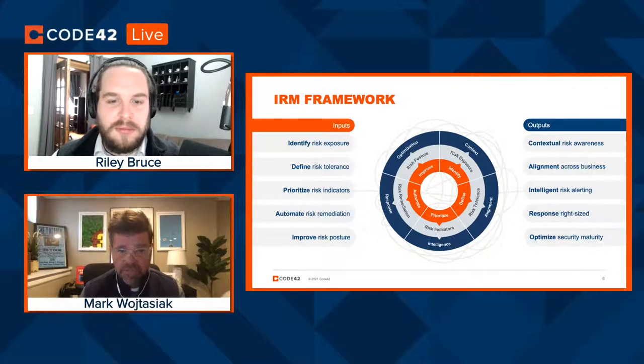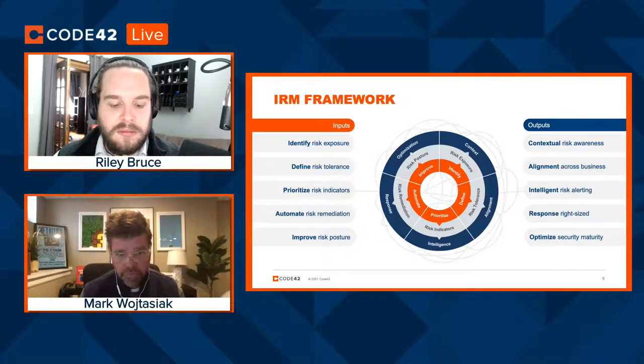So at the end of this framework, we need to be continually looking to improve our insider risk posture by putting into practice the tolerance levels across the business, the alerting and prioritization, the right-sized response. You begin to see over time how you're optimizing your insider risk posture to corporate data. And those are the outputs. So we took a very output-driven approach.